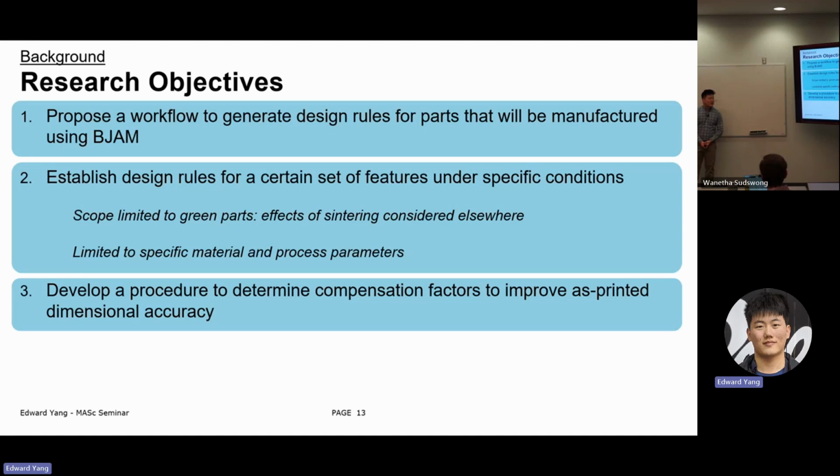And lastly, I developed a procedure to expand beyond just design rules into actual compensation factors that can improve the printed dimensional accuracy by compensating for it in design.